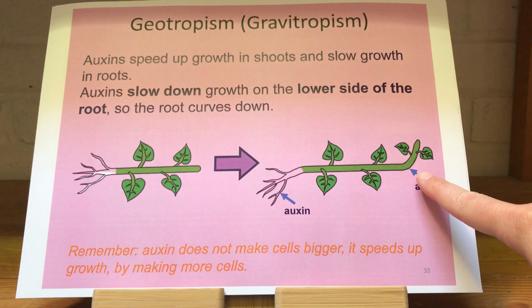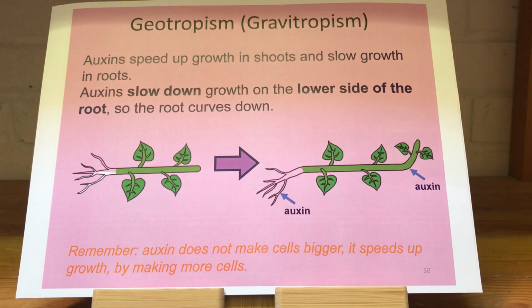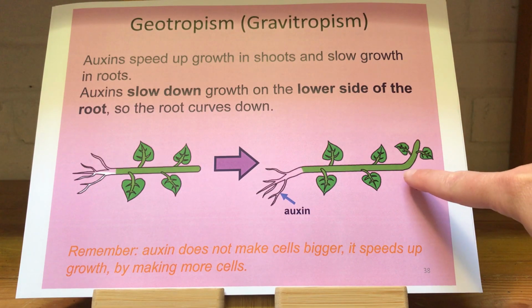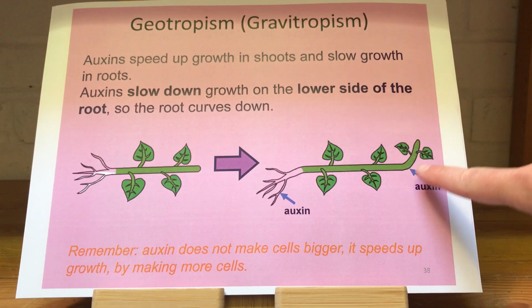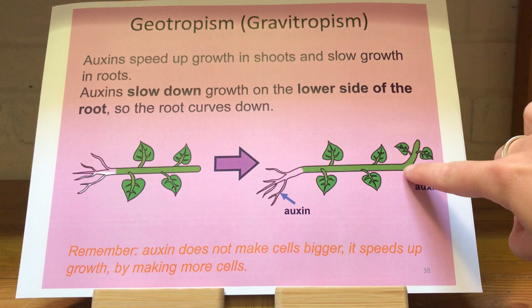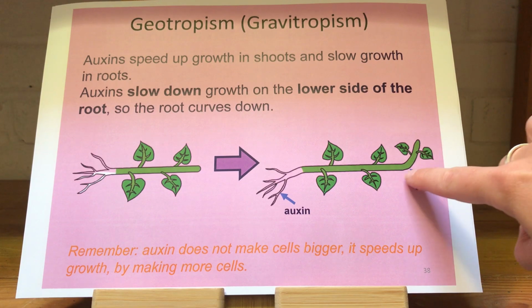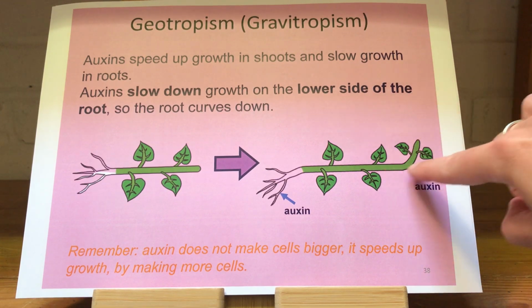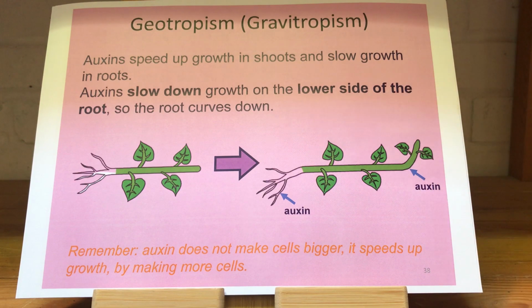The auxin goes to the underside of the shoot and the underside of the root. On the underside of the shoot, speeding up the growth, allowing it to go away from gravity. Don't say to where the light might be. Say it allows it to grow away from gravity. It's a negative tropism, away from gravity. So the auxin builds up here. Auxin in shoots speeds up growth, so it grows faster round this side, up away from gravity.